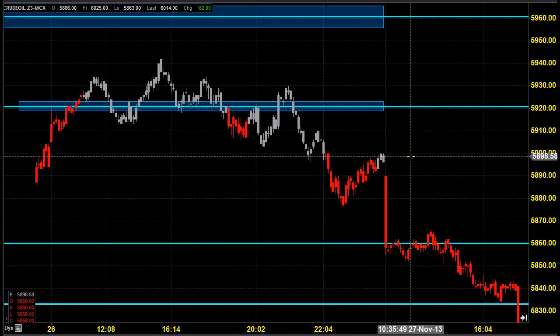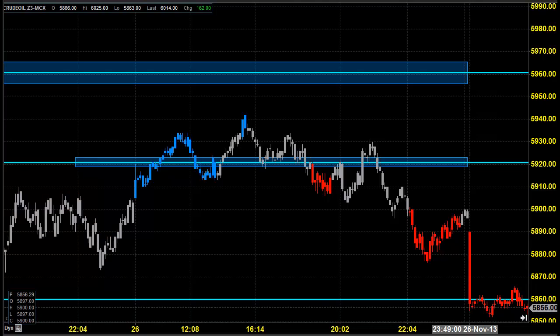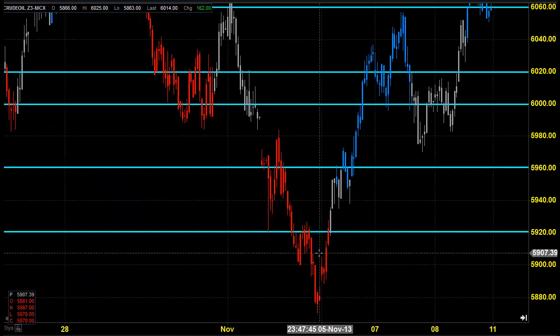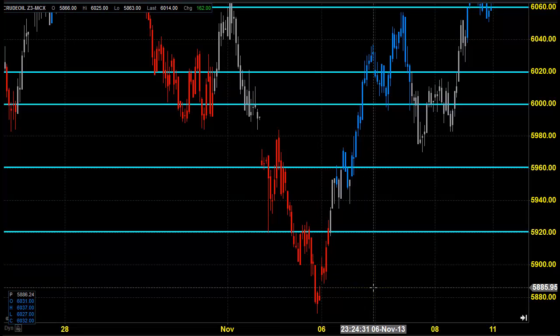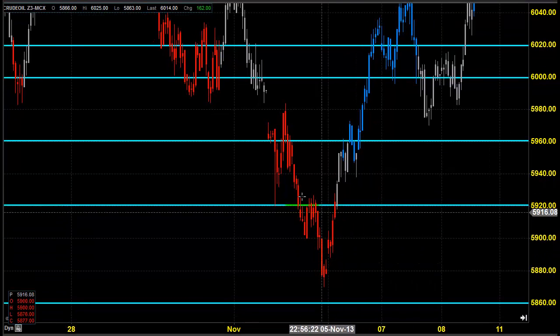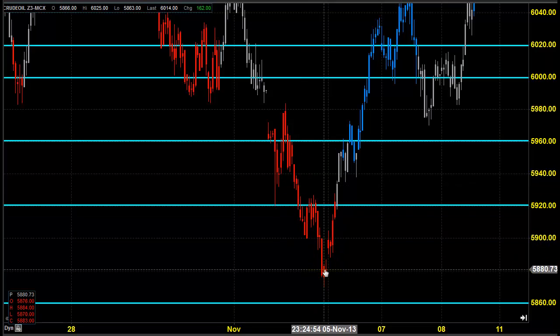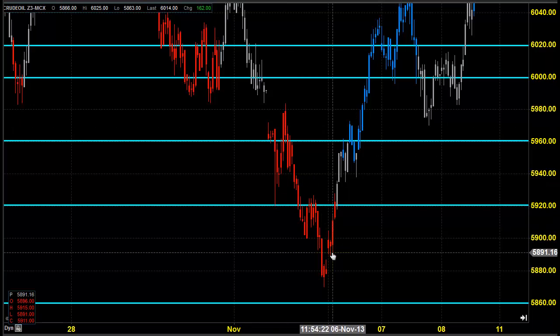Just a minute, let the chart be updated. Now what you are seeing is the price action that happened on 5th of November. In this particular contract, whenever I place the cursor on any candlestick, you can see the date and time below. So what happened on 6th of November?